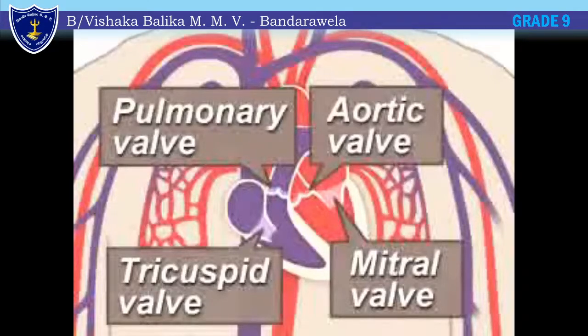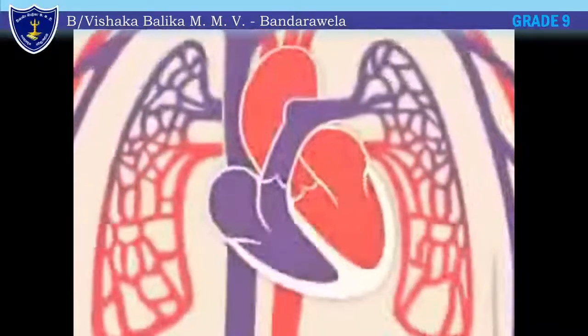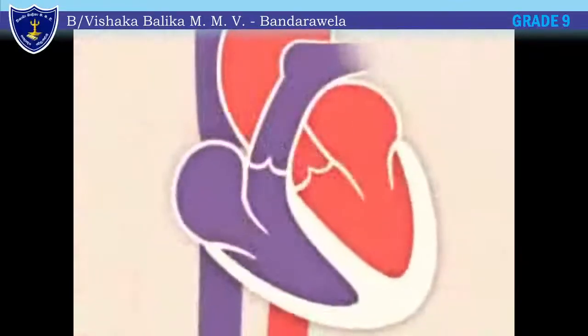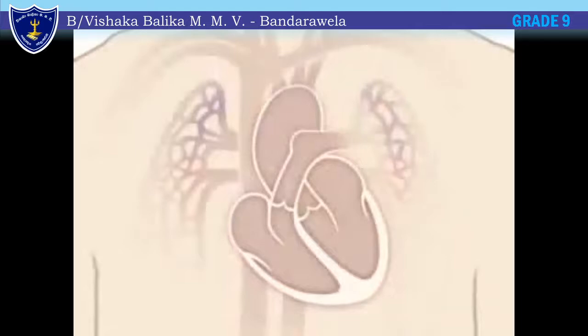And there are two valves at the beginning of the arteries. They are called the pulmonary valve and the aortic valve. Those valves are also called semilunar valves. That is how the valves work. You can see how blood is transported, and the valves always open and close to let the blood move. This is the double circulation of the blood circulatory system.